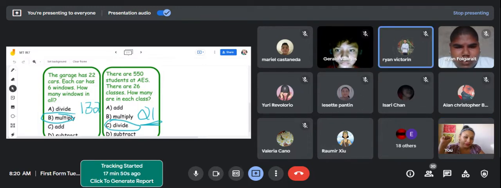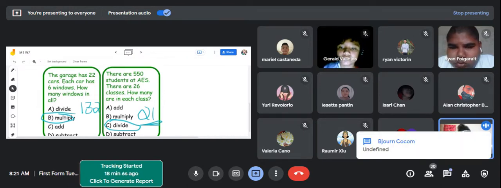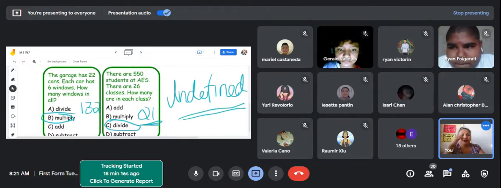Defined, Miss. Are you sure? Do you see a symbol in the questions? No, undefined, Miss. Undefined because they don't need to give you a definition. There is no symbol in these questions. So these are what we call undefined. Right? Undefined.